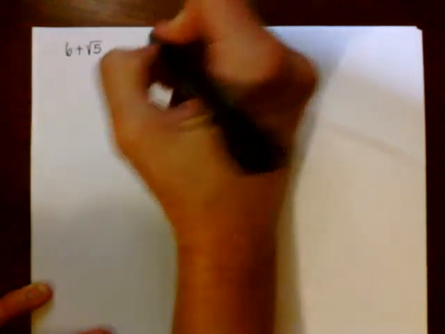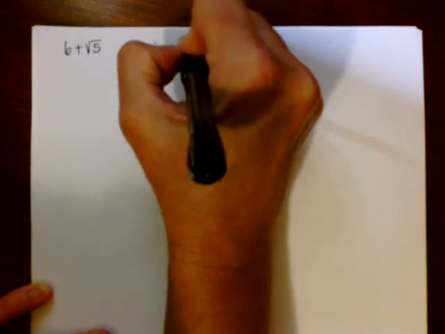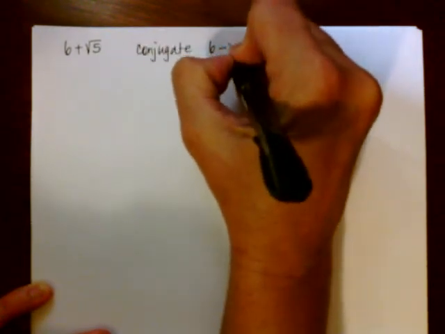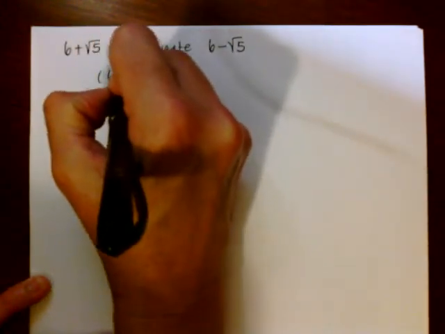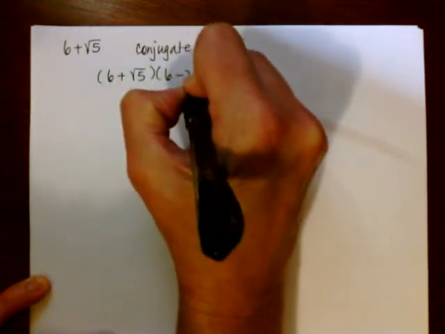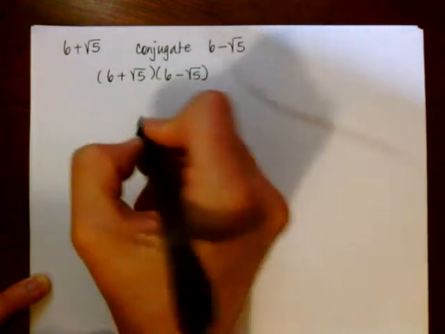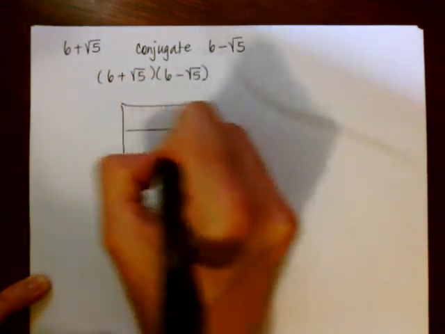Alright, so for our next example, I'm going to be given 6 plus radical 5, the conjugate of that is going to be 6 minus radical 5. And let me just show you what happens when I multiply those two together. So if I do 6 plus radical 5, and I multiply by 6 minus radical 5, and I'll do the box to make sure that we don't lose any terms.